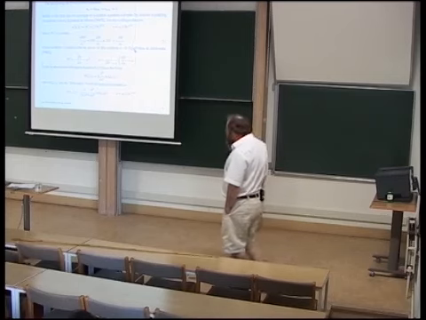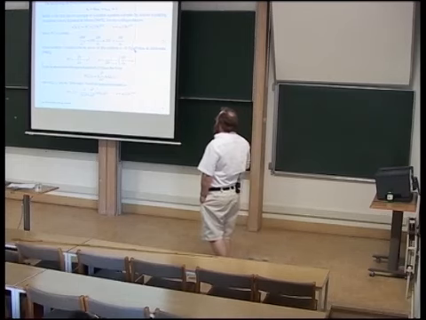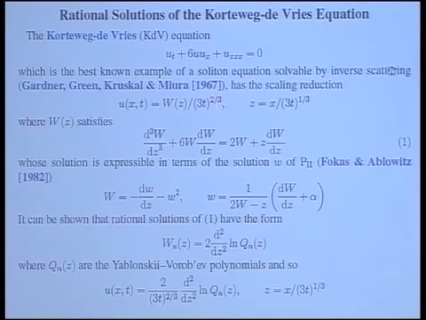So now if you look at what happens to the KdV equation, we know it's the best known example of a soliton equation solved by inverse scattering. It has a scaling reduction to give you this third order equation, which we know is equivalent to Painlevé II. Here is the invertible transformation linking the two. And so therefore you can actually get the solutions of this third order equation in terms of the Yablonskii-Vorob'ev polynomials.